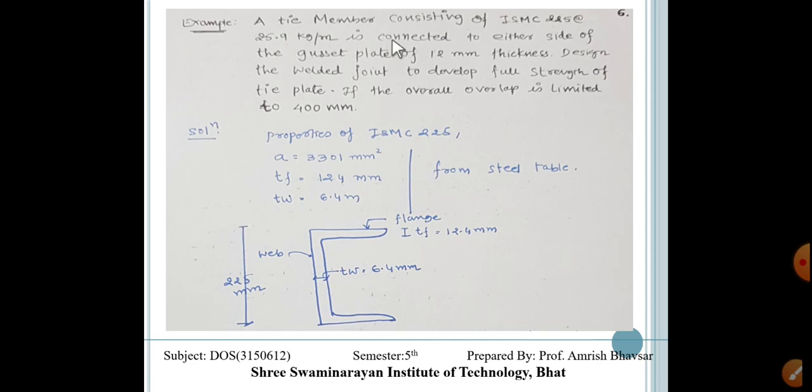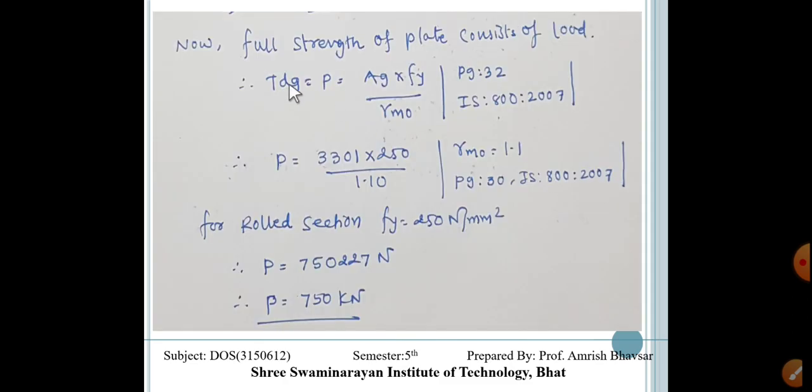Now they have told us to develop the full strength of the tie plate, which means this much area, 3301 mm square. How much force that area can resist, we have to calculate as earlier.